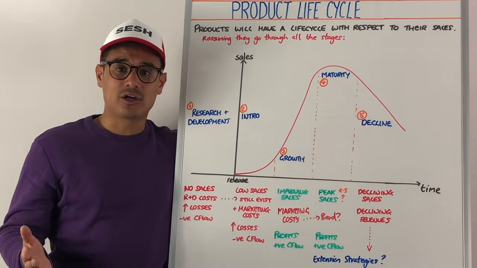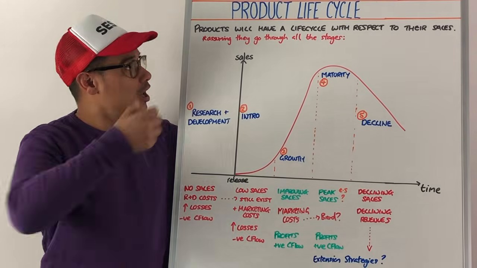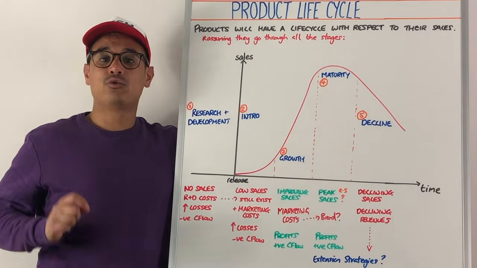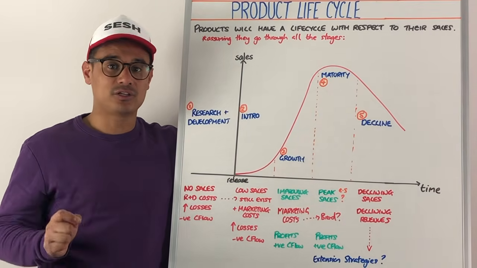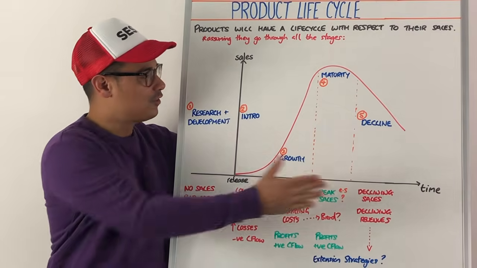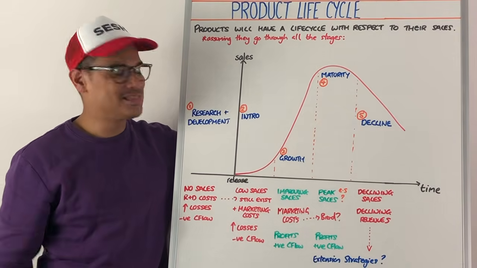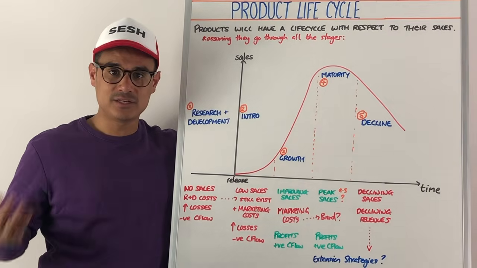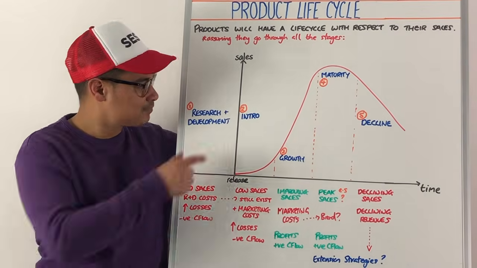So the product life cycle: all products will go through a life cycle with respect to their sales. And assuming that they go through all the stages, because they don't have to go through all the stages of the product life cycle, but if they did, they would go through all of these stages. So the first one would be the research and development phase. That is before the release, when the product is being designed. Maybe it's going through the design mix.